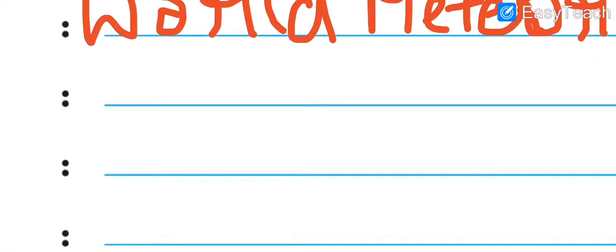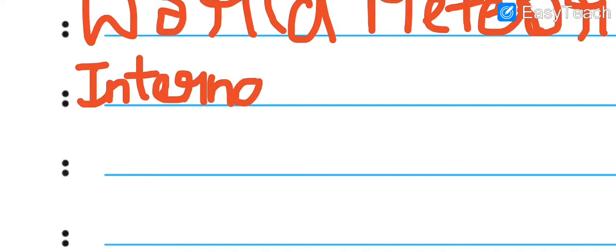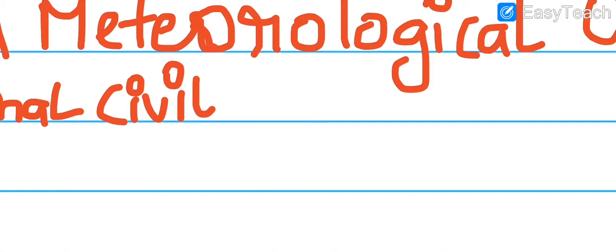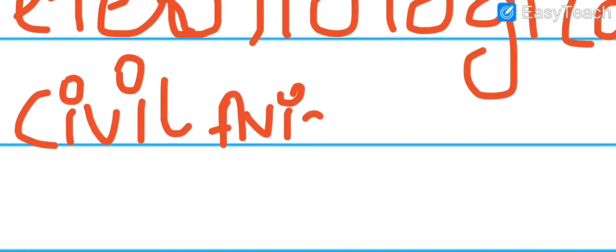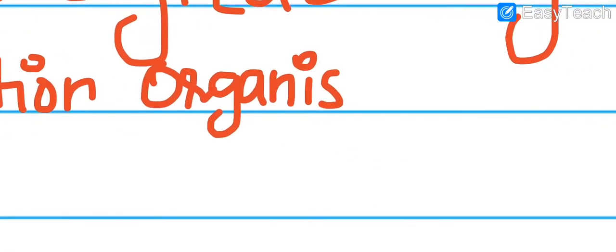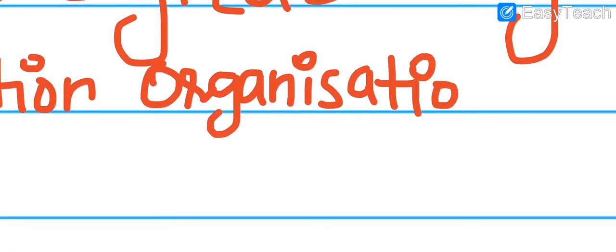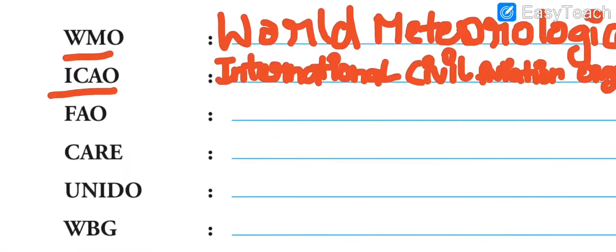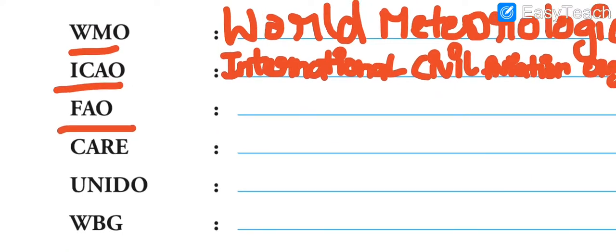It stands for International Civil Aviation Organization. ICAO stands for International Civil Aviation Organization. Next we have FAO.